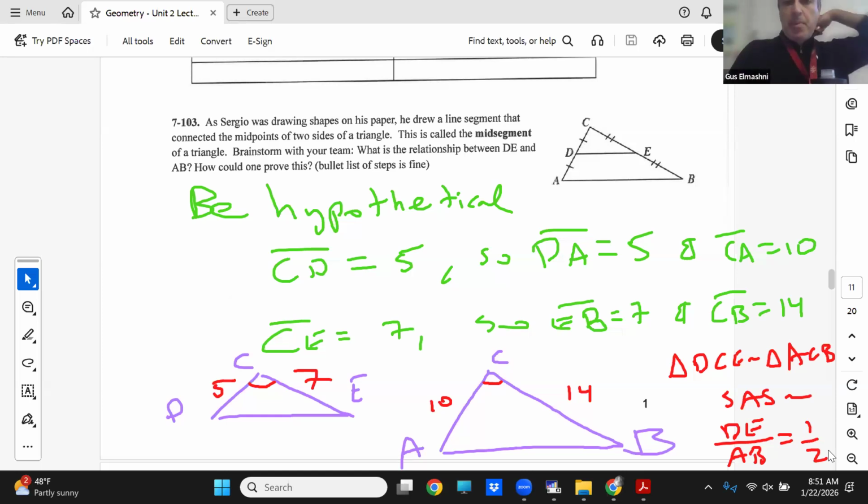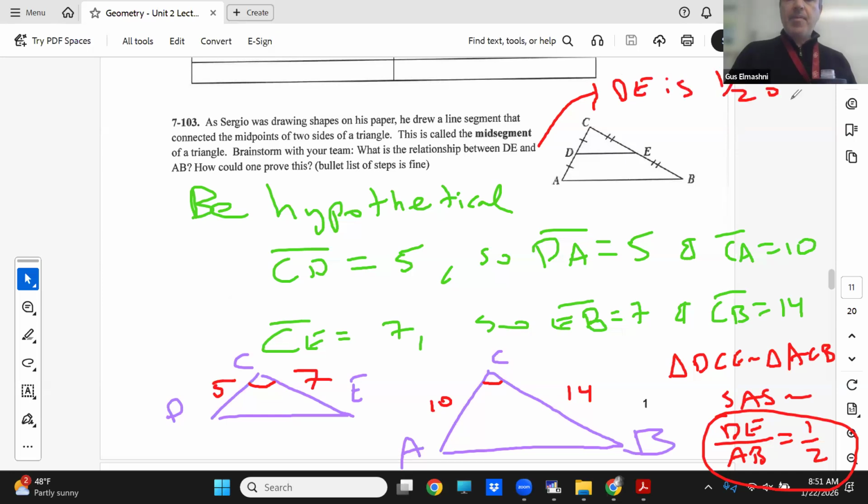They're parallel. Yes, they will be parallel. Actually, first thing we'll say is this: what's the relationship between DE and AB? When asked for the relationship between DE and AB, DE is half of AB.